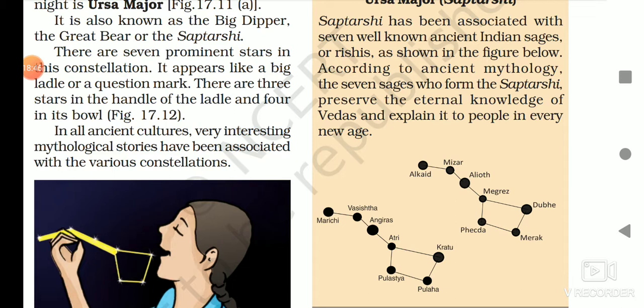Their names are Marichi, Vasishtha, Angirasa, Atri, Kratu, Pulaha, Pulastya. So these are the 7 sages whose names are given to the 7 stars. Among these stars, some are binary stars. That means these stars orbit each other.